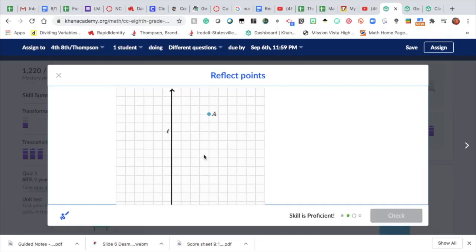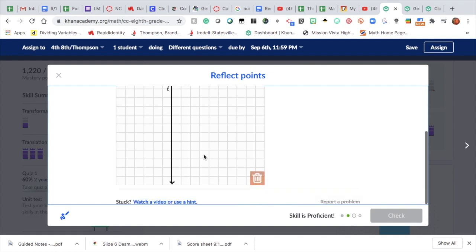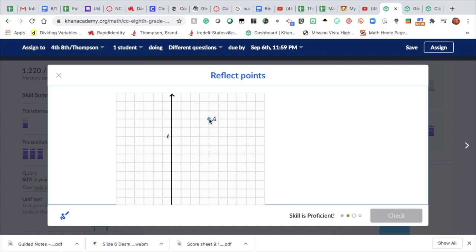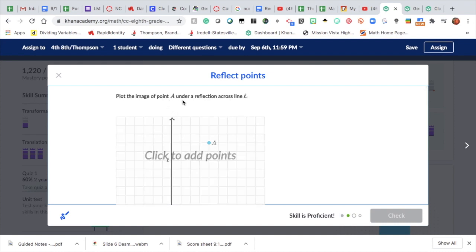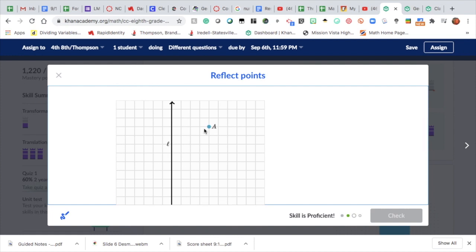All right, let's look at a couple of the constants. We're going to do one from each one so you understand how to work it. So this is reflecting points. You have a point that's on your graph. It is labeled as A, and then the line here is what you're going to reflect across. So it says plot the image of point A under reflection across line L. So they're calling this line L here. And we're going to move this point as a reflection.